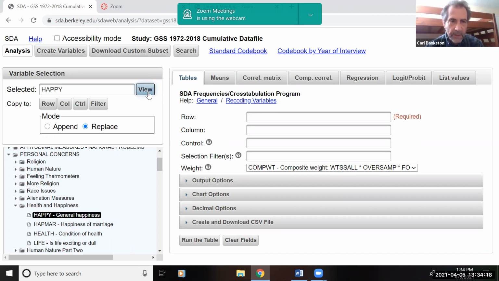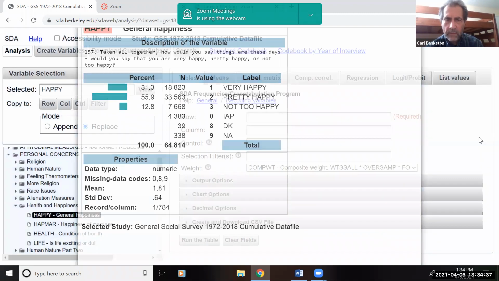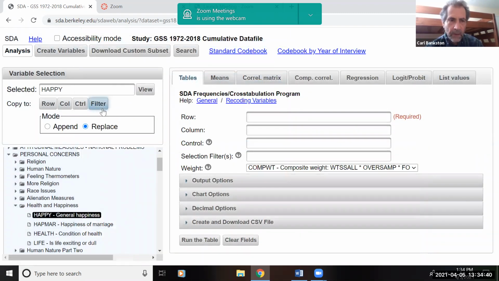As you can see, it's a pretty simple breakdown: very happy, pretty happy, not too happy. To say that it doesn't capture everything about our emotional states, though, is not to say that it captures nothing. And as we'll see, it may be meaningful. If we want to look at that here, we can put that into the row by clicking on row.